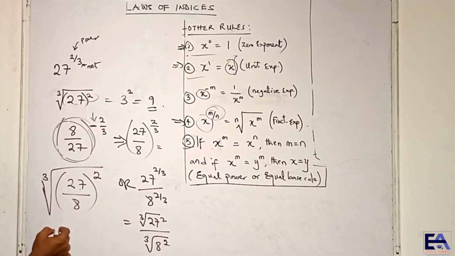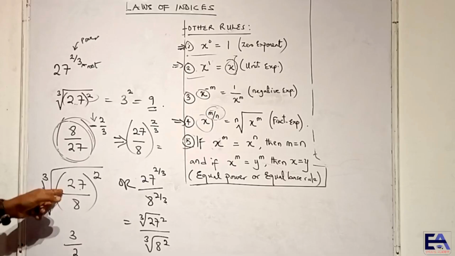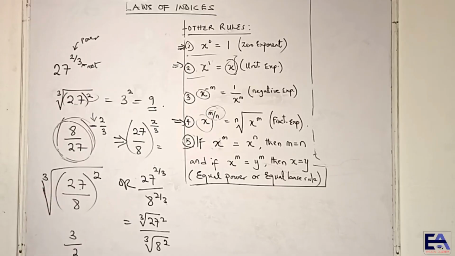The cube root of 27 is actually 3, and then the cube root of 8 is 2. Cube root means we are looking for the number that will multiply itself 3 times to give us 27. You can use your calculator to find it, and you can also do it without a calculator. So 3 is a number that multiplies itself 3 times to give us 27. 2 is a number that multiplies itself 3 times to give us 8.